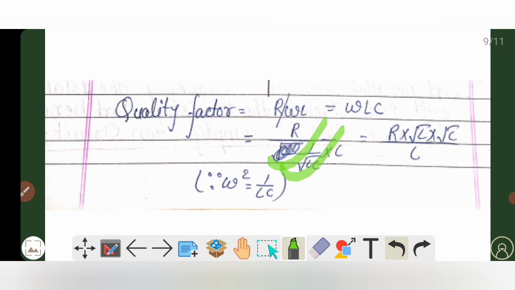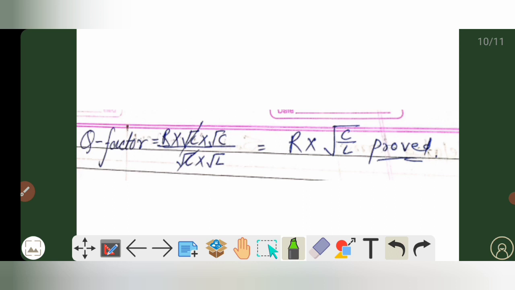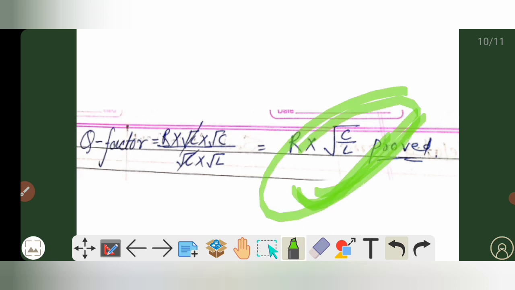Here also we put the value of omega equal to 1 by root under LC. Now my dear friends, after calculating all these values, the value of quality factor will be equal to R into root under C by L, and this formula will be very important from an objective point of view, because the values of resistance, capacitance and inductance will be given in the question, and we have to use this formula to calculate the value of quality factor. So we must remember this formula.